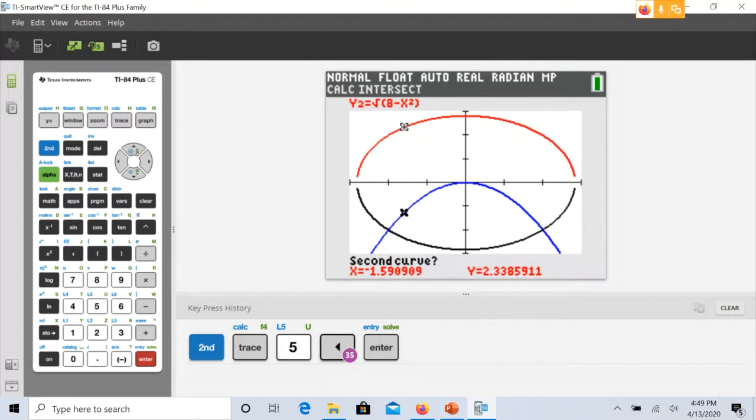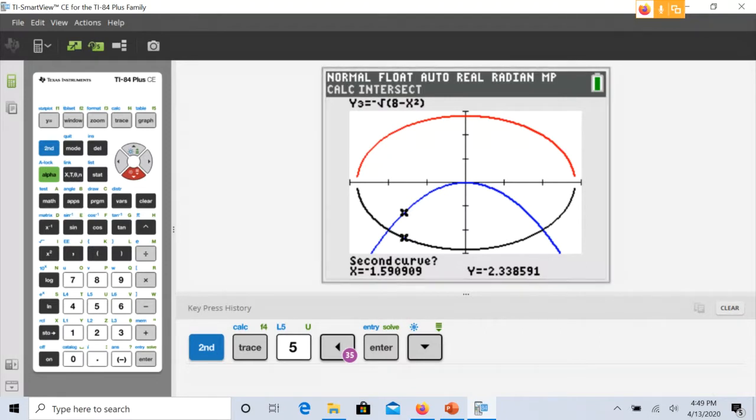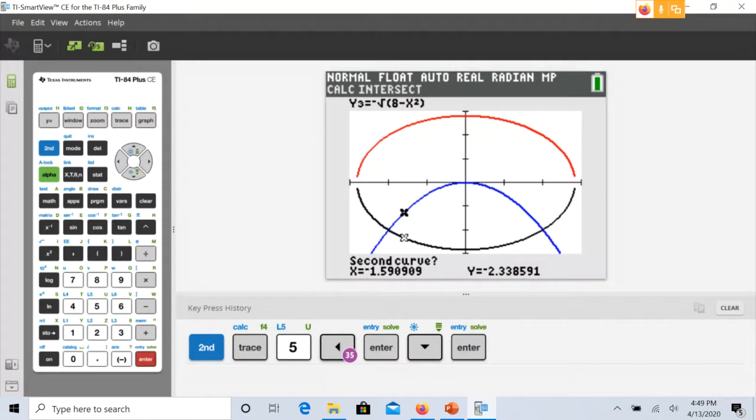So I can use my keypad, and all I need to do is hit the down arrow once, and it's going to move my point down to that second curve. Notice it still says second curve down there at the bottom, but now up on top, it's talking about the equation for y3. That's where your cursor is currently sitting. So let's go ahead and hit enter.